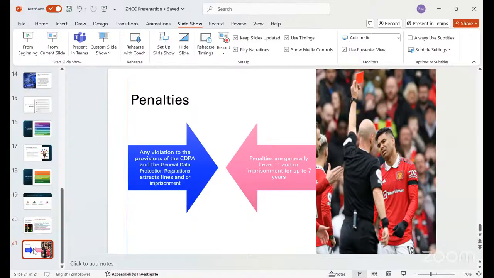So if you are a chief executive, you might find yourself in trouble with the law for non-compliance in your personal capacity as well. And in general, the fines are up to a level 11 fine, and or imprisonment of up to 7 years. So non-compliance with the Cyber and Data Protection Act can result in imprisonment of up to 7 years.